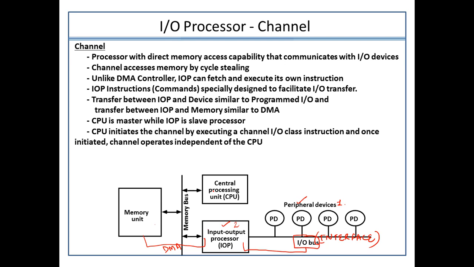Once the CPU has granted the control of the bus to the IOP, the IOP can execute its own instructions and can deal with this memory unit in whichever way. And once the task of this IOP is done, it will release the memory bus back to the CPU as well. So this is the entire concept of the IOP and the CPU.